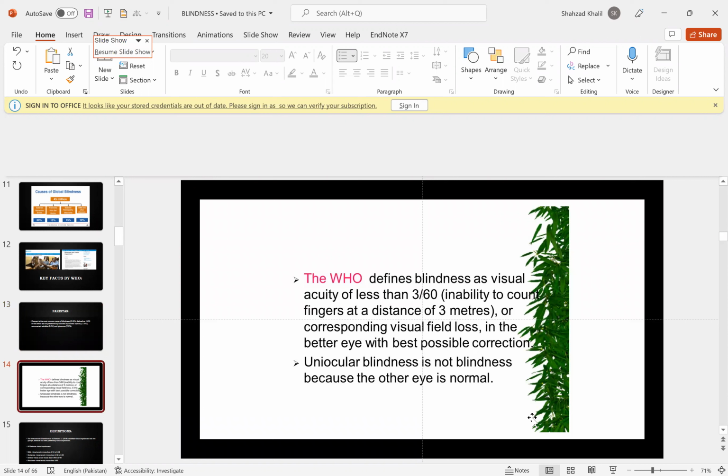The WHO defines blindness as visual acuity of less than 3 by 60, which is the inability to count fingers at a distance of 3 meters, or corresponding visual field loss in the better eye with best possible correction. Uniocular blindness is not blindness because the other eye is normal.